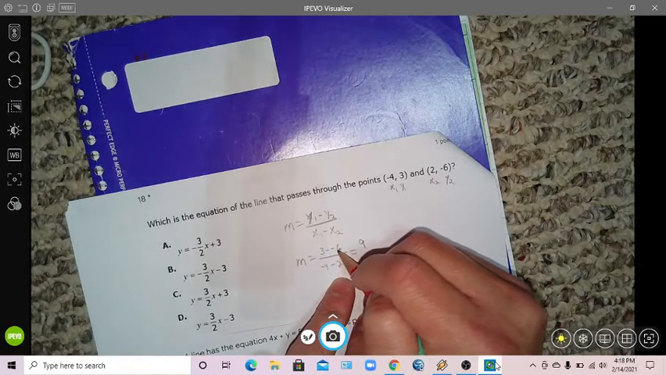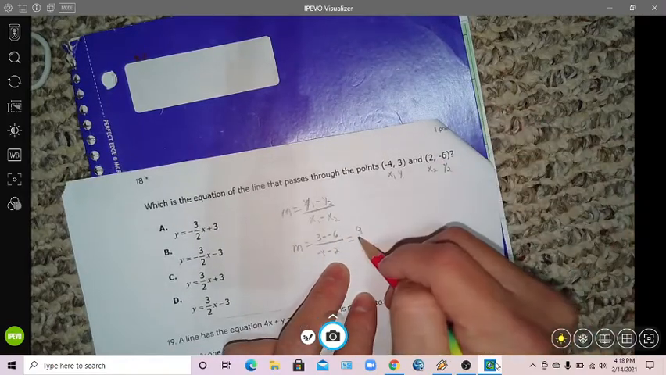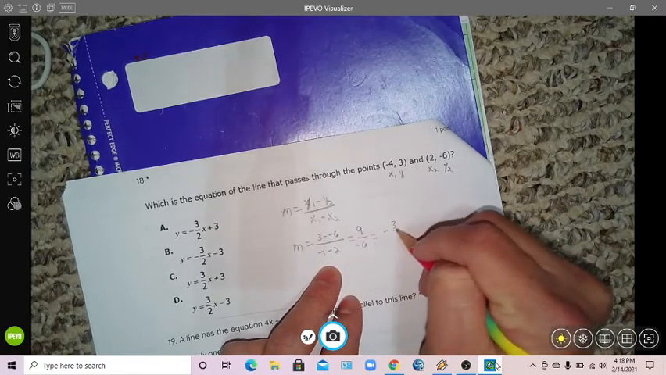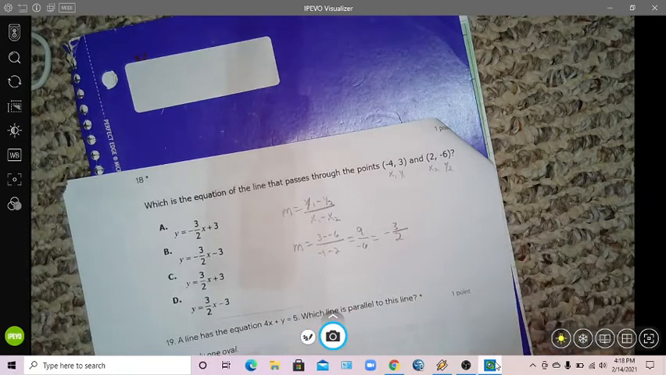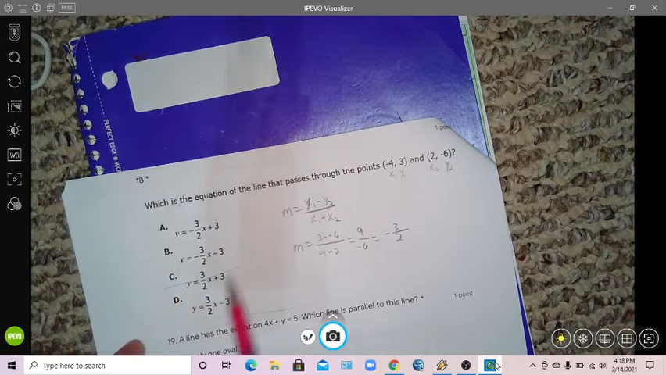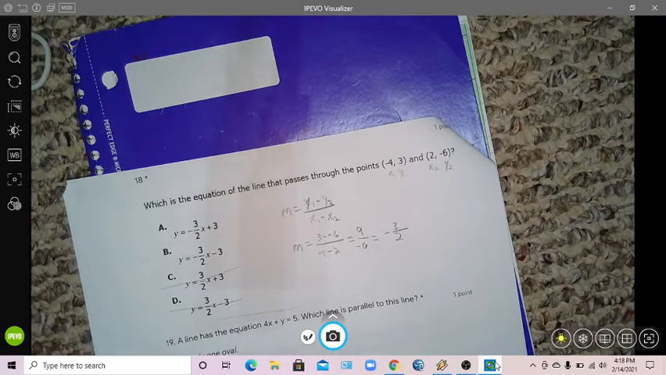That's 3 plus 6, right? Minus a negative, so it's 9 over -4 minus 2, which is -6. So it looks like it's going to be -3 over 2. So our slope is -3 over 2. So let's cross out option C and option D. We're down to A and B.